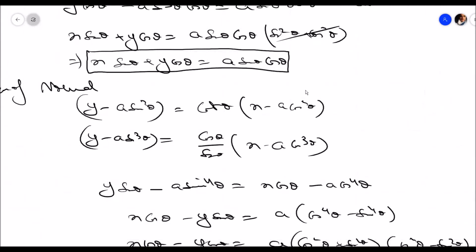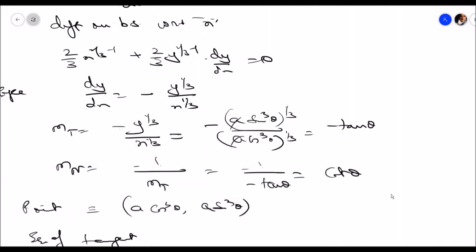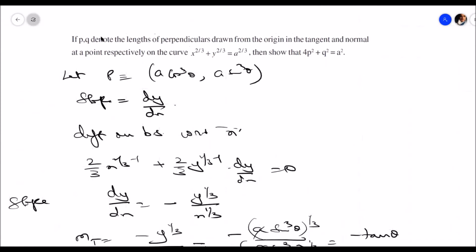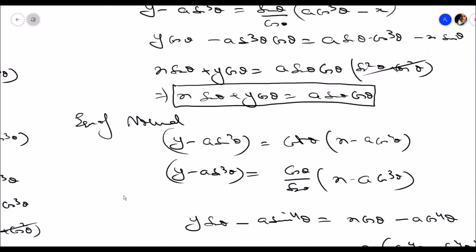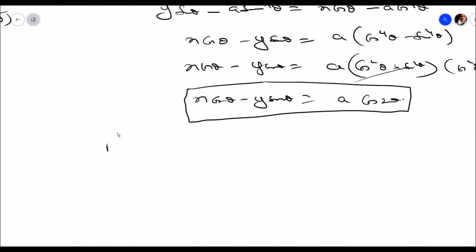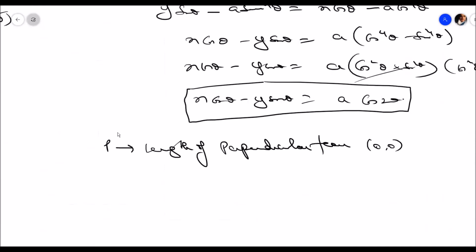Right? So now let us go back to the question and read what it exactly asks. If P and Q denote the lengths of the perpendiculars drawn from the origin to the tangent and normal. So I have the equations of tangent and normal, right? So I have to find out the length of the perpendicular P, which is the length of the perpendicular from 0, 0 to the tangent. I already have the tangent equation.